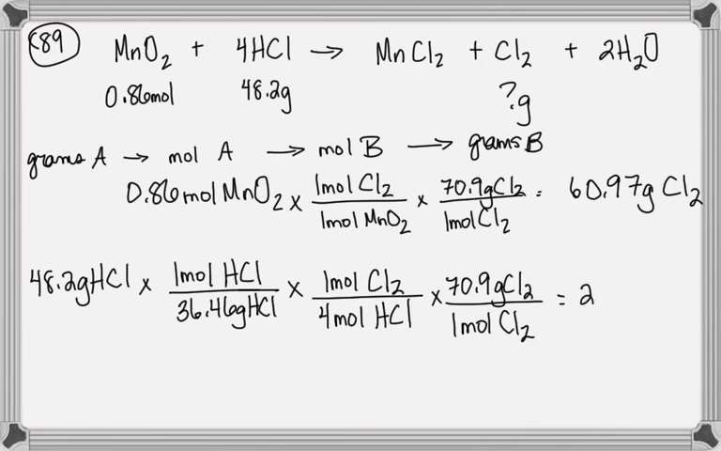And I get 23.43 grams of chlorine. So, I've calculated 2 different amounts for my product. Which one is the right number? Can I make 60.97 grams of chlorine? Or am I only going to make 23.43 grams of chlorine?